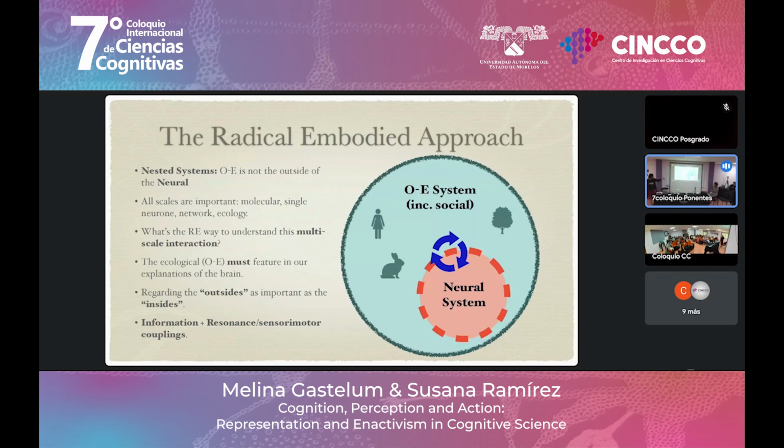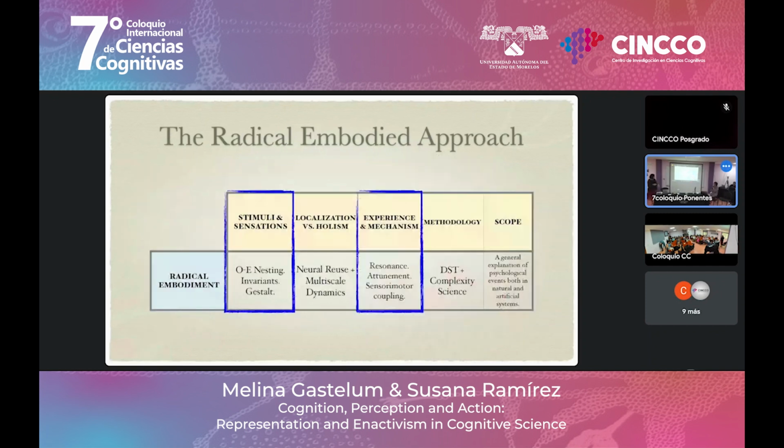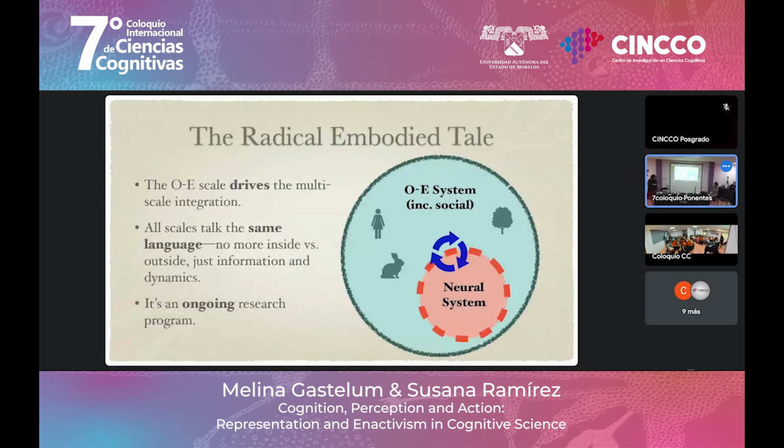And regarding the outsides, because we are scratching that separation, it's as important as regarding the insides. And you can put it, we are going to explain that in the second part, as information resonance or sensorimotor coupling. So in this approach, the organism-environmental scale is what drives the integration of it. You can see it as synergies, or as a complex system or a dynamical system, but it is the whole unit. I think I made it clear now.